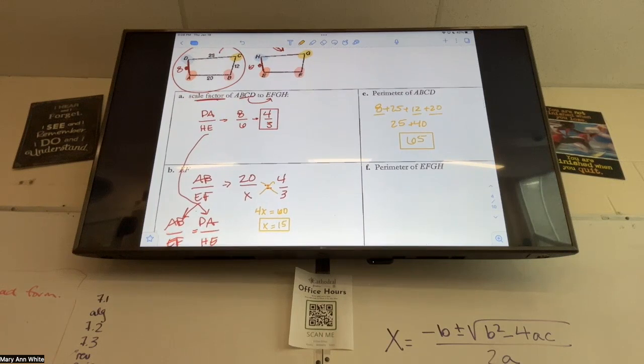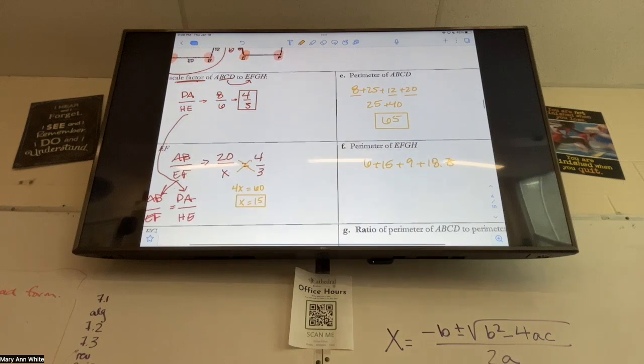All right, now my perimeter of FGH, can you do that? We just found all the sides, right? We have 6, and then we found 15, and then we found 9, and then we found 18.75. 6 plus 9 is 15, and 15 plus 15 is 30, and 30 plus 18.75 is 48.75.